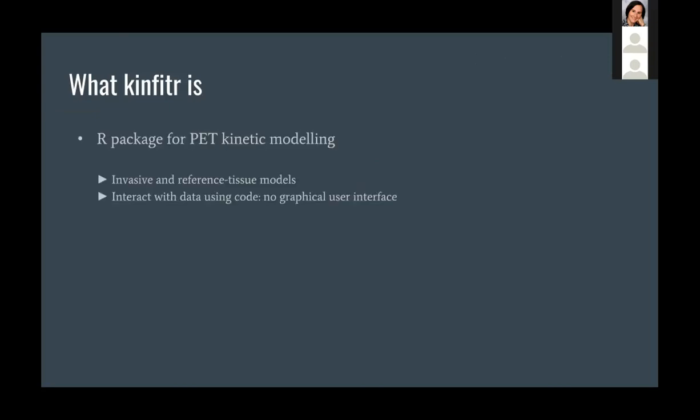Kinfitr is an R package for PET kinetic modeling. It contains a bunch of utility functions for doing unit conversions and all the rest. It also contains invasive and reference tissue models, and it allows you to interact with your data using code. There is no graphical user interface, and I will explain why this is in a second.